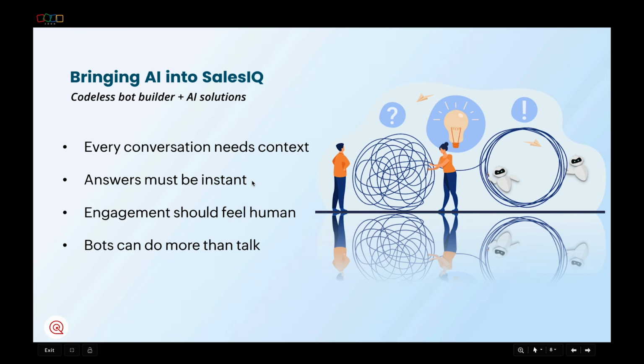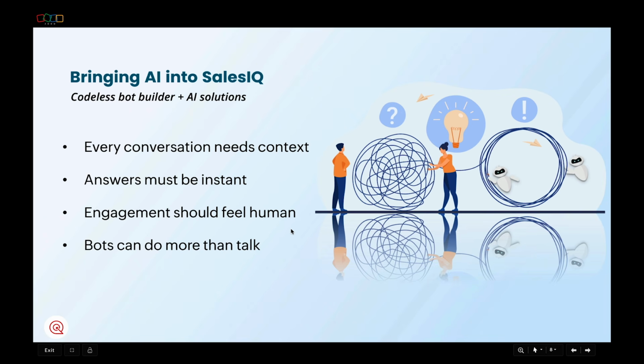The third one: engagement should feel human. Beyond FAQs, customers expect the bot to recommend products, compare plans, and even guide decisions, just like a real agent or operator would do. That requires AI that can hold deeper and personalized conversations, just like the ChatGPT Assistant.